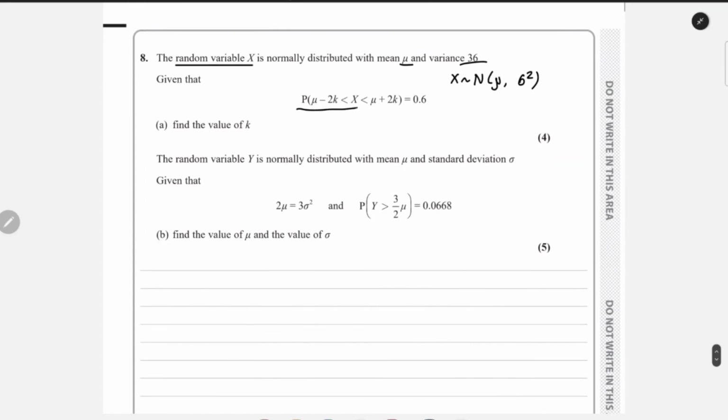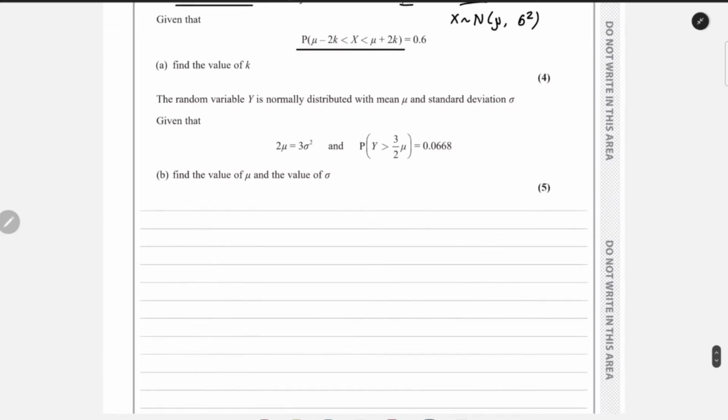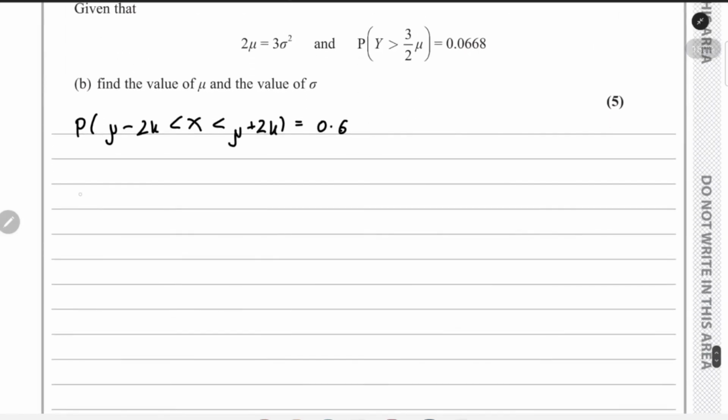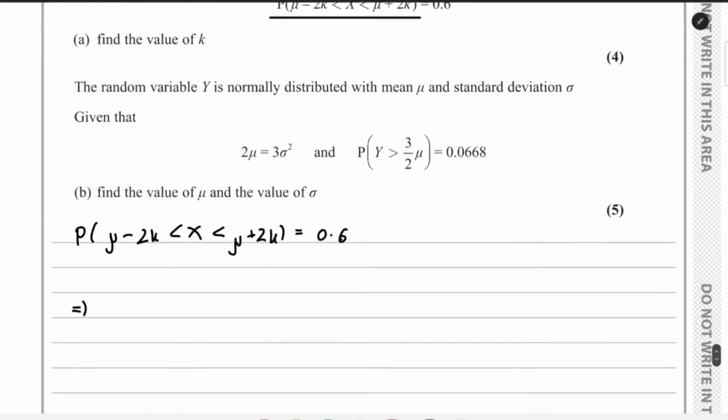We are given this over here. So probability of mean minus 2k less than x, and we have to find the value of k here.